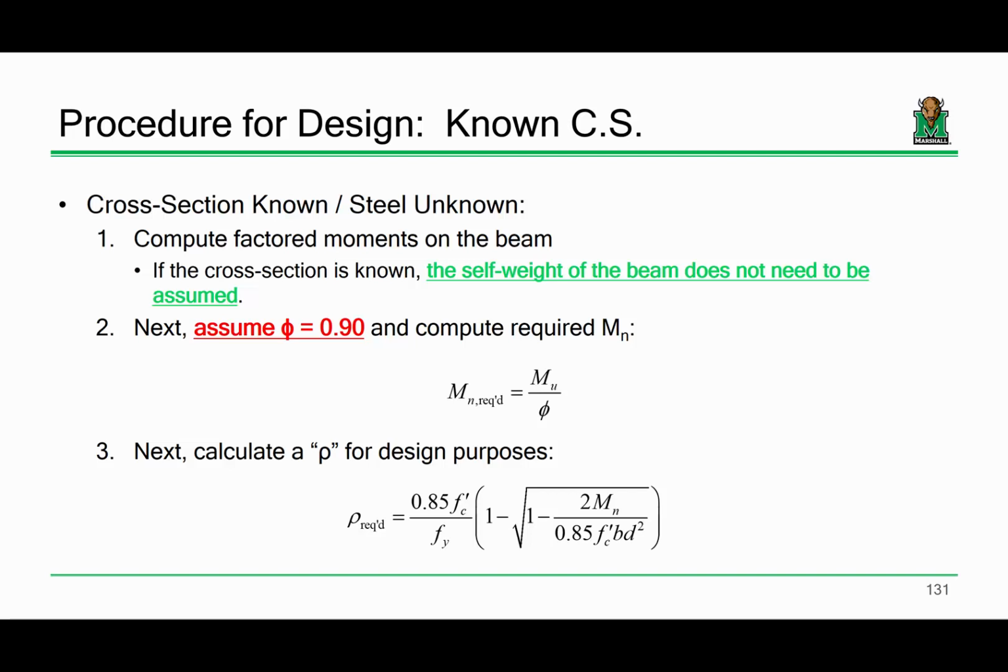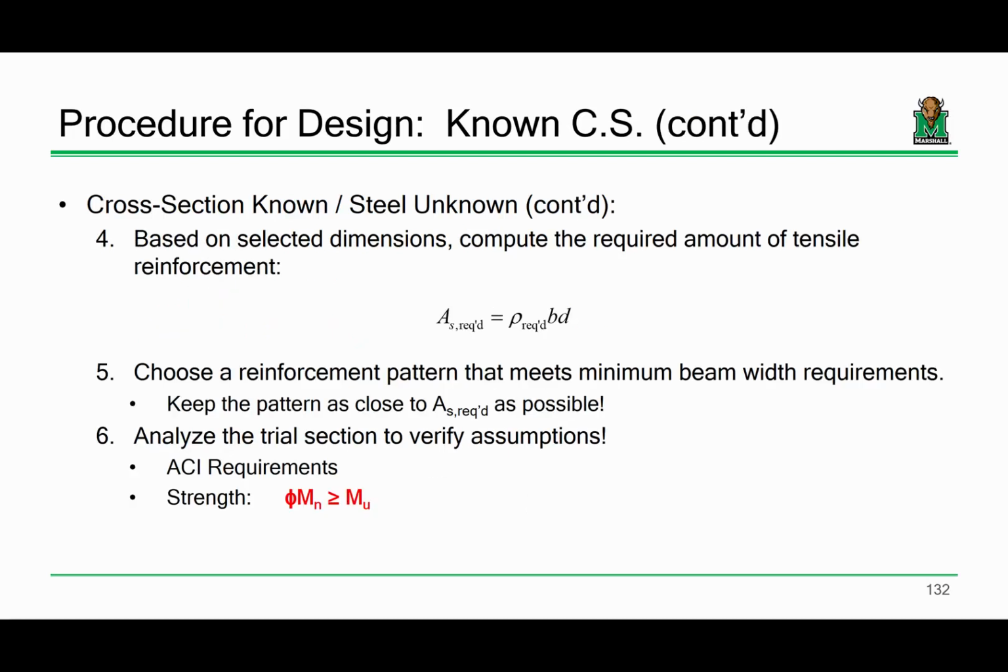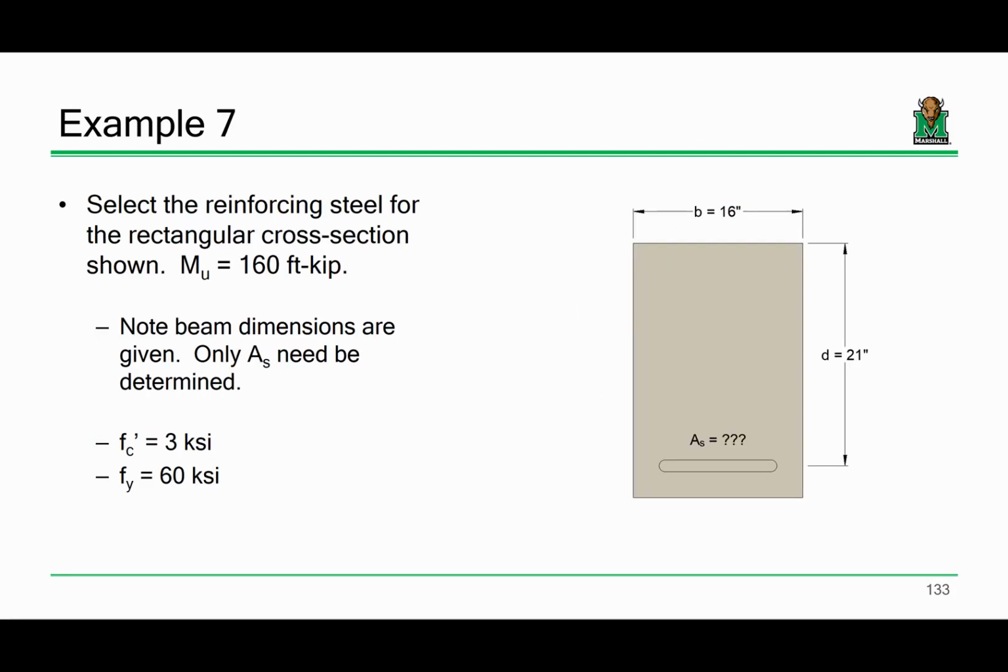We compute Mu over phi to get Mn required, and instead of using this rho value that we're just picking out of the sky, we're actually solving for rho for our beam. So it's a lot more scientific. So we solve for rho bd, pick a pattern. So known cross-section problems are a lot easier. Okay, they're a lot easier. They're a lot shorter.